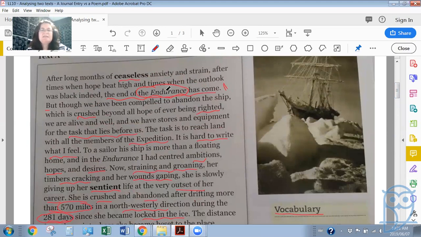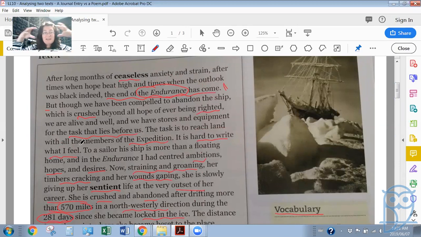Look at all these long sentences. The Endurance has gone, but though we have been compelled to abandon ship, etc., etc., we have stores and equipment, and there's a task, and the task is to reach land with all the members of the expedition. So he's gone into the factual side of things, sort of. Okay, there's a bit of emotion: abandoning, crushed, everything like that. But it is hard to write what I feel.